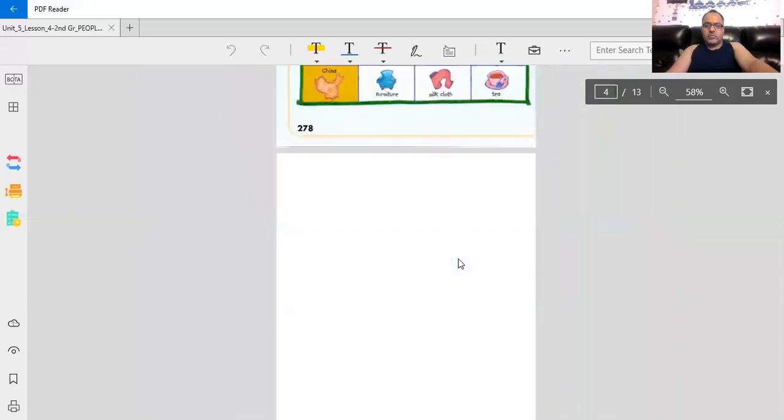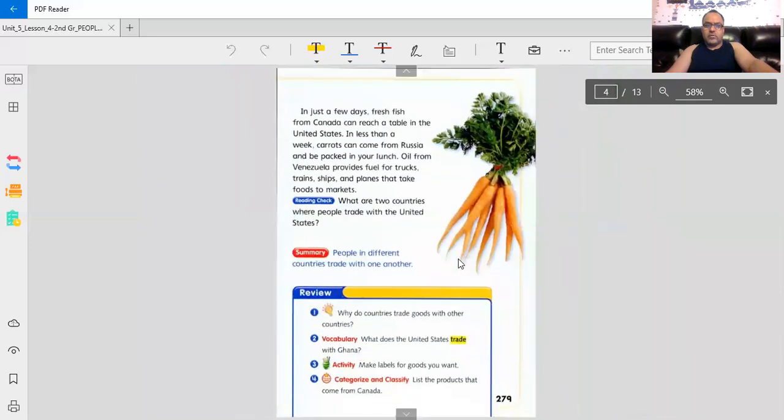In just a few days, fresh fish from Canada can reach a table in the United States. In less than a week, carrots can come from Russia and be packed in your lunch. Oil from Venezuela provides fuel for trucks, trains, ships, and planes that take foods to markets.